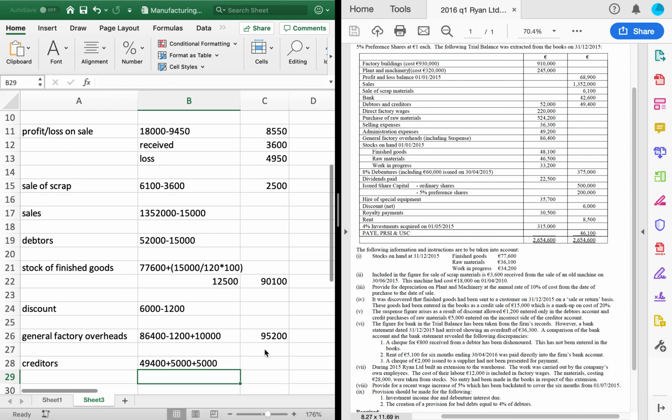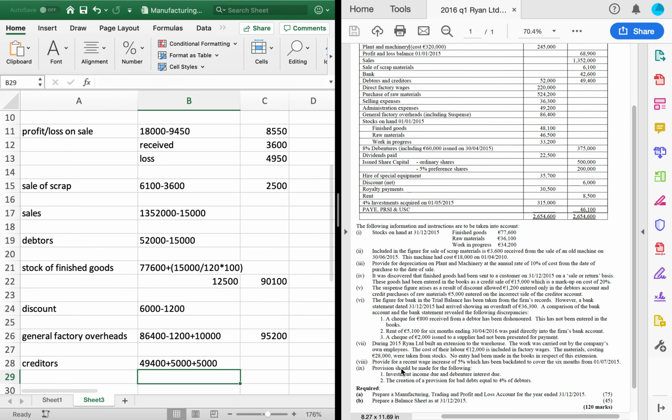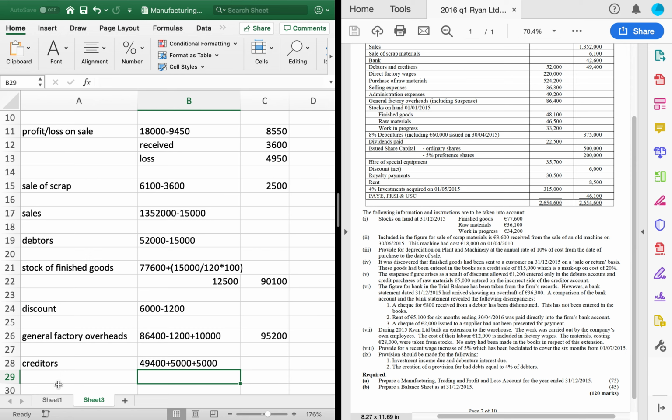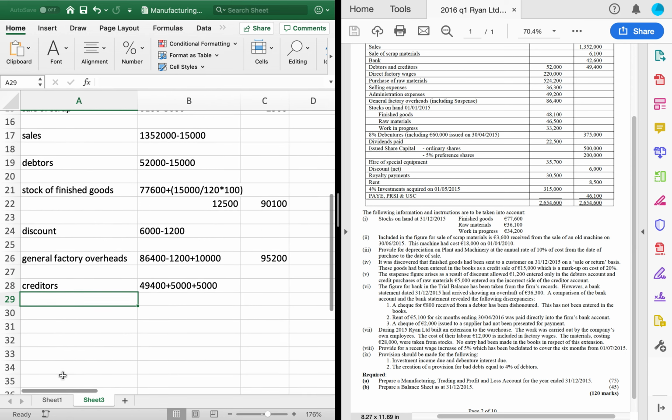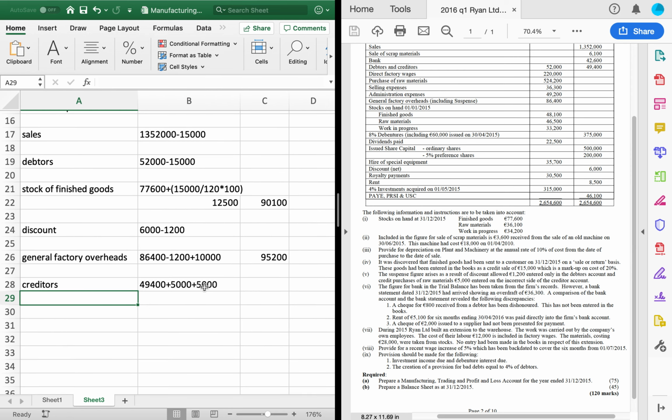Okay, that's the suspense one working. One done. Next one then. The figure for bank in the trial balance has been taken from the firm's own accounts. That's our normal bank working. So bank starts off at minus 42.6.